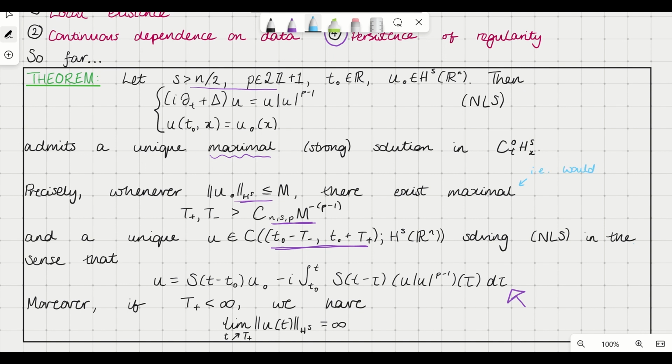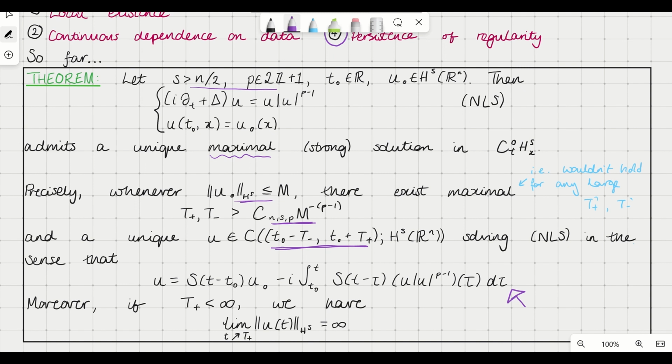So i.e. it wouldn't hold for any larger t plus prime or t minus prime. And moreover, this last point, I didn't actually prove this, it was the exercise from the end of the previous video, and I'm just going to pretend that you did it and you know it, because it's a nice way to conclude the theorem.